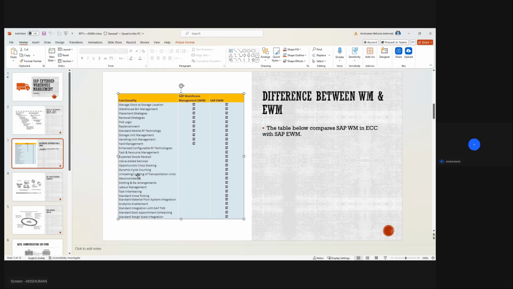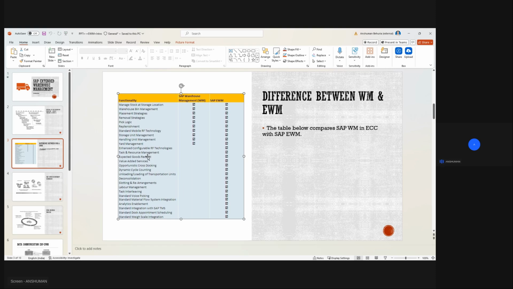You can assign all of them to one place. Then whenever a resource sees his device, in that device he will be able to know what kind of tasks are there. But that is again extended to the EWM. Some solutions have been extended to the EWM, and the functionality has been increased in SAP EWM.